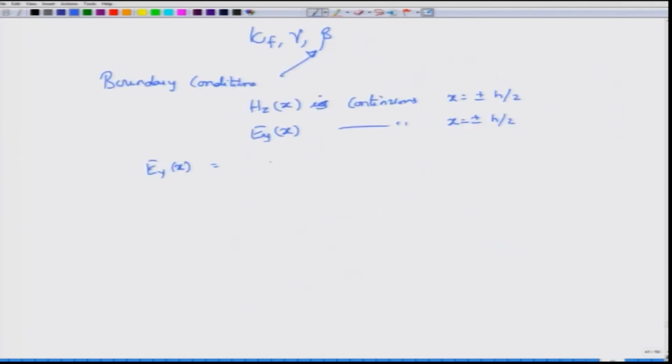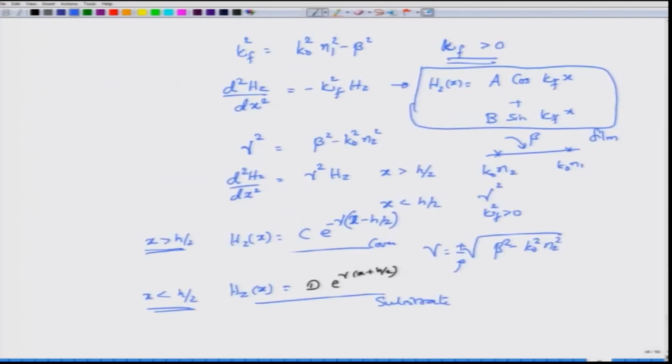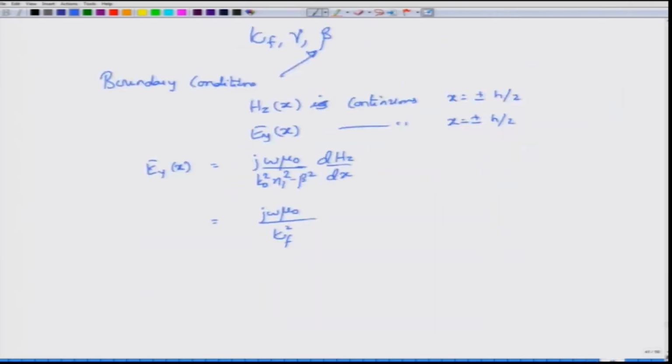So, if I write down Ey of x inside the film, that would be j omega mu naught divided by k0 square n1 square minus beta square, times dHz by dx. Here k0 square n1 square minus beta square is nothing but kappa f square. Then for dHz by dx inside the film, I will pull kappa f out and convert cosine to sine and sine to cosine, just like the previous case. So, I will have a kappa f outside, and then minus a sine kappa f x plus b cosine kappa f x.